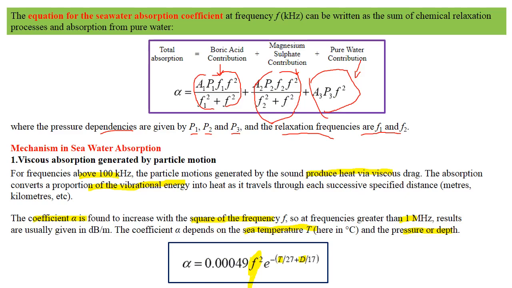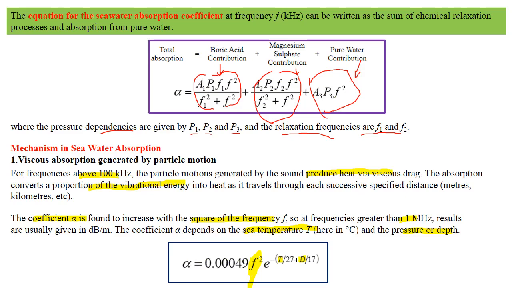The absorption coefficient alpha is found to increase with the square of the frequency at frequencies greater than 1 MHz, and it also depends on the sea temperature T in Celsius, and pressure or depth D, and on the square of the frequency, right? This term.